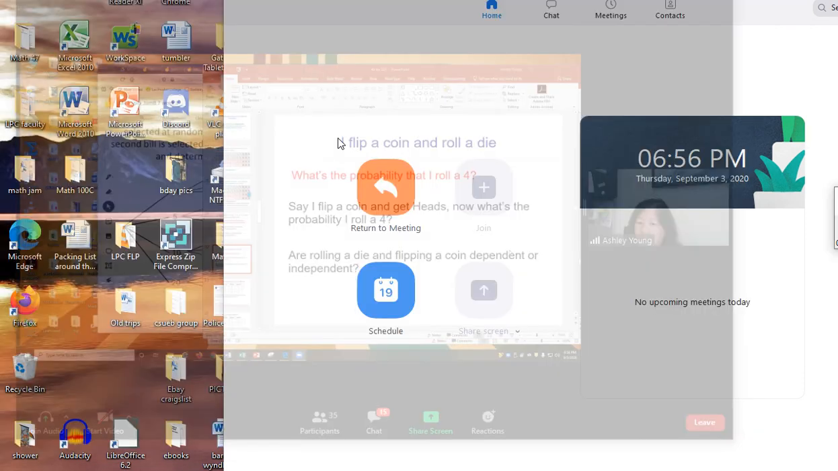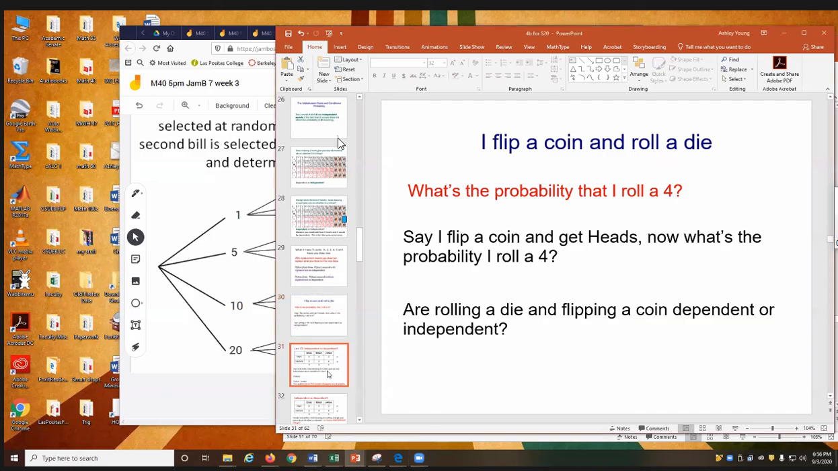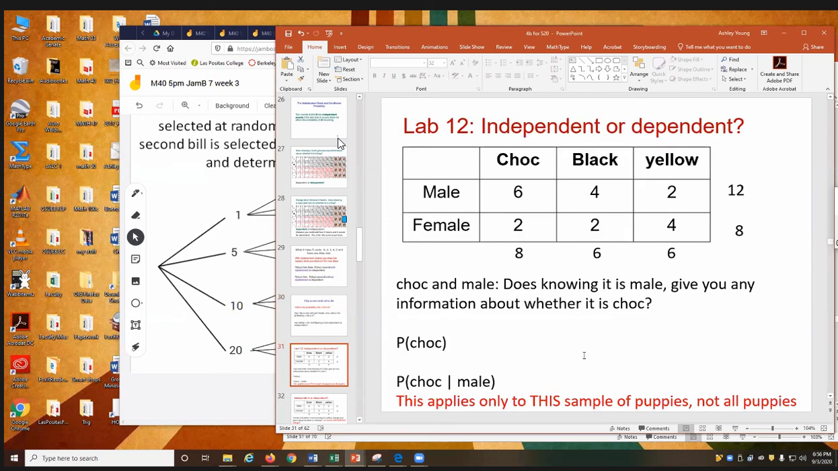Okay, good. So let me ask you some questions here. Lab number 12. Are these independent or dependent? So, chocolate and male. You guys need to pay attention. These next 10 minutes are really important. This is a hard concept. It's not a hard concept. It's a little bit of a hard concept. If you pay attention, it'll go much smoother.